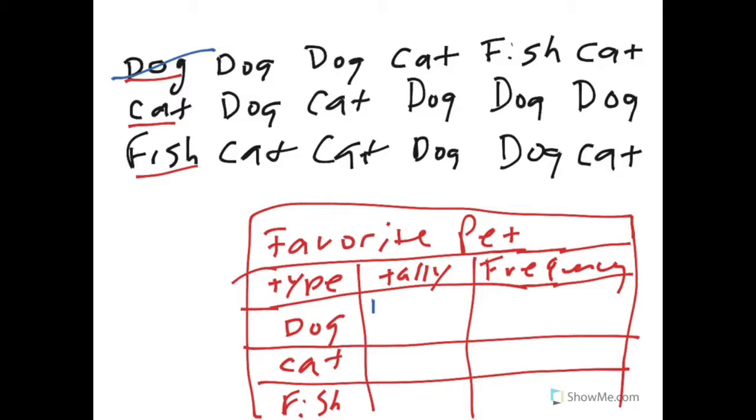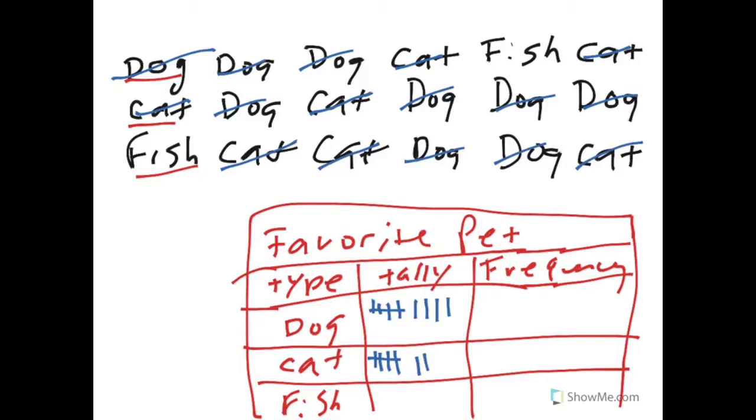That's 1, so 2, 3, 4, 5, 6, 7, 8, 9. Okay, I have 9 tallies for dog. I went through and I marked off all the dogs. Now I'm going to go to cat. So I have 1, 2, 3, 4, 5, 6, 7.